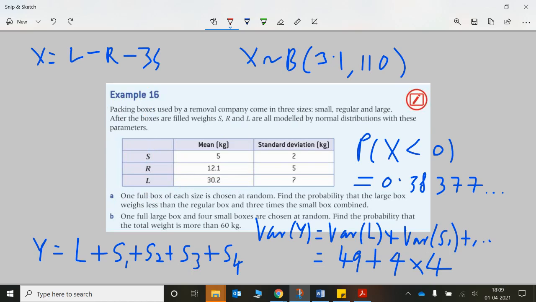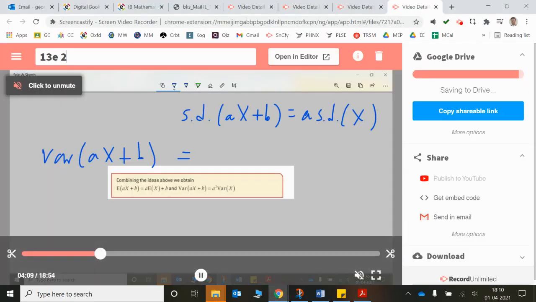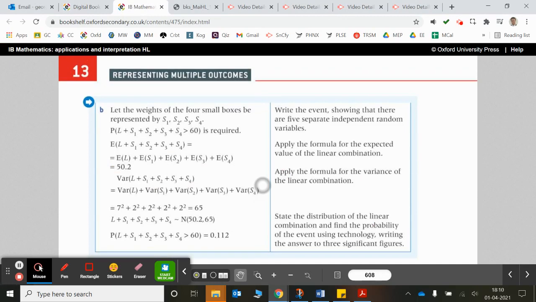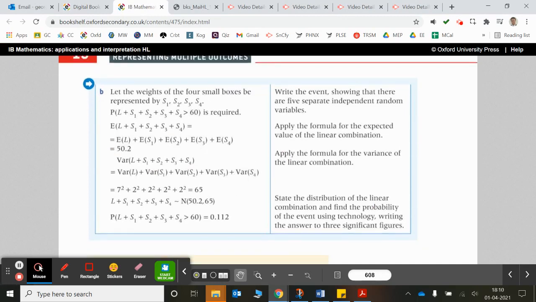Let's just check the answers on that one. So let's have a little look. So yeah, we can see that in this case, the variance of all of these ones put together, 4 lots of 2 squared plus 49, is 65. So there's our distribution. And we're asking, what's the probability that this y, you can replace L plus S1 plus S2 plus S3 plus S4 by y, is greater than 60. That is then an easy calculation on your GDC. Okay, so I will go no further with that one.